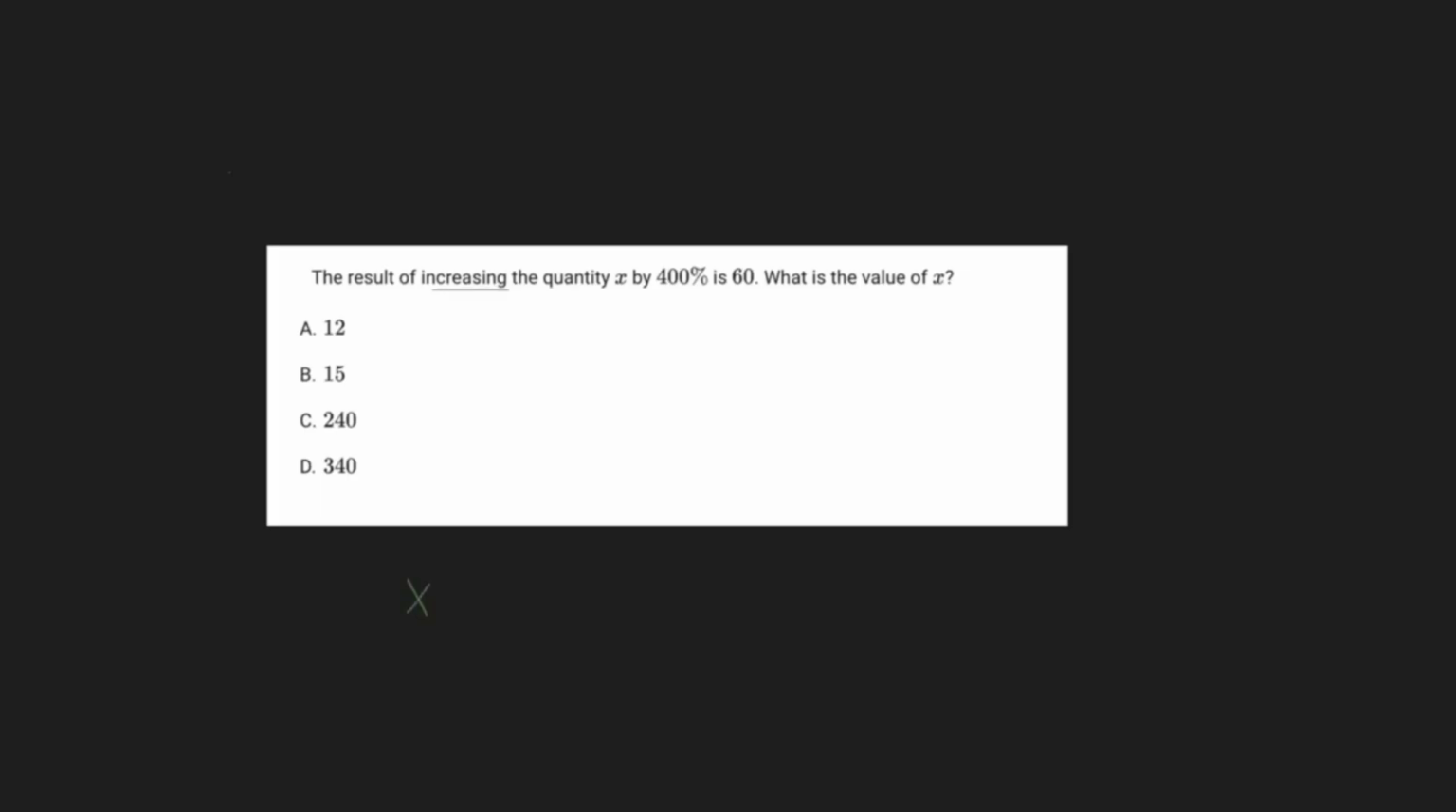We're increasing the quantity of X by 400%, right? So we're adding 400% of X to X. We can just represent this by plus 4X. And we know our final value will be 60. And so in reality, this will just be 5X equals 60. It's not letting me write today. Therefore, solving for X, that's going to be 12, right?